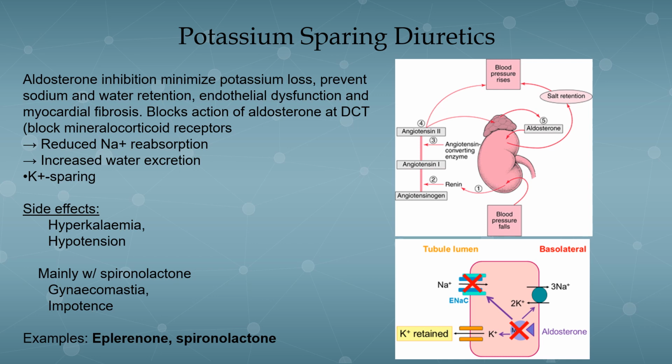Okay, side effects: there can be hyperkalemia, hypotension. Now mainly with spironolactone, the adverse effects are impotence and gynecomastia, because it blocks the mineralocorticoid receptor. Whereas there are other drugs like eplerenone or triamterene, which is again a potassium sparing diuretic. They act at epithelial channels to prevent the loss of potassium. Okay, the sodium intake is blocked and it will prevent the loss of potassium, and thereby there is retention of potassium. So these are potassium sparing diuretics.